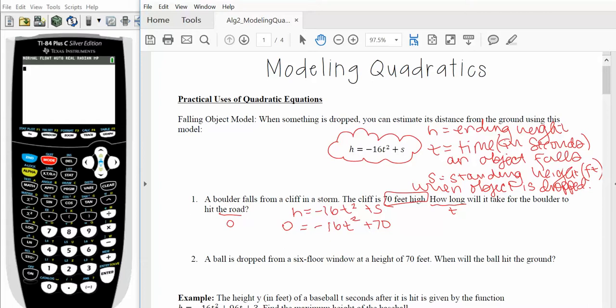So what would I do first? Well, I subtract 70 on both sides. So I have negative 70 equals negative 16 t squared. From here, I'm going to divide by negative 16. So negative 70 divided by negative 16 is 4.375, t squared.